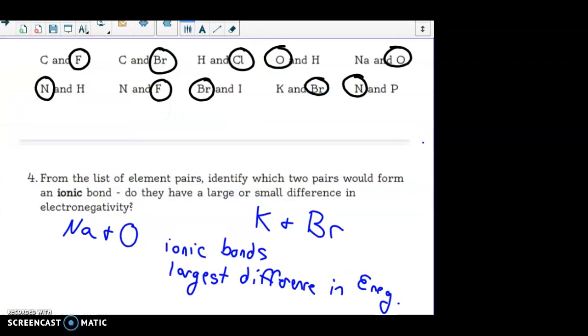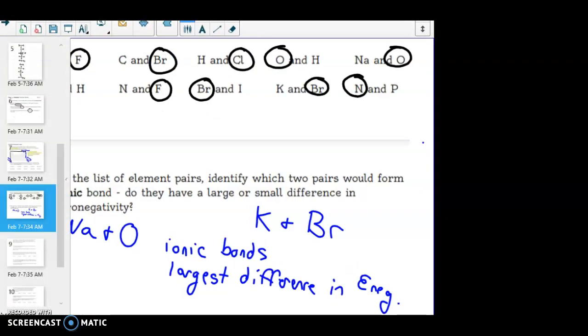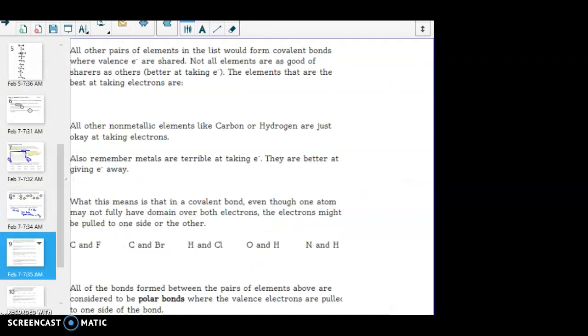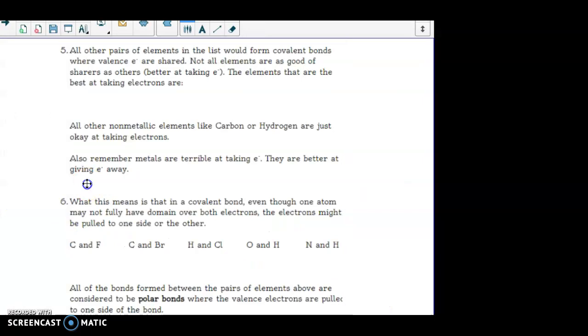But our focus for today is covalent bonds, so we are going to continue on to that. So, all the pairs that we saw beyond those two, beyond the sodium and oxygen, beyond the potassium and bromine, would form covalent bonds. And what we are looking at specifically is that not all the elements, even if they're not metals, are as good of sharers of those electrons. Some things are just better at taking electrons.